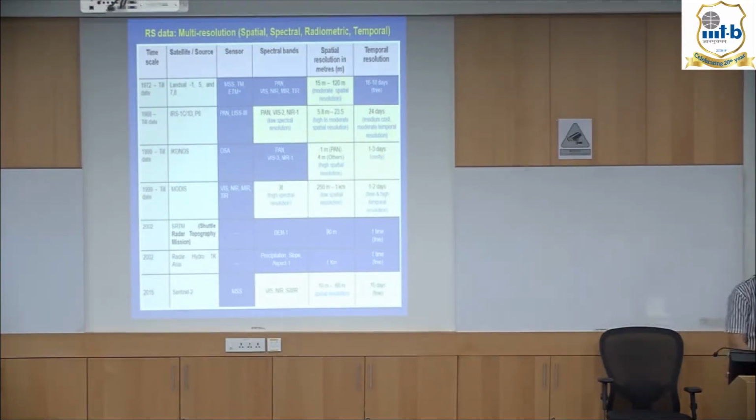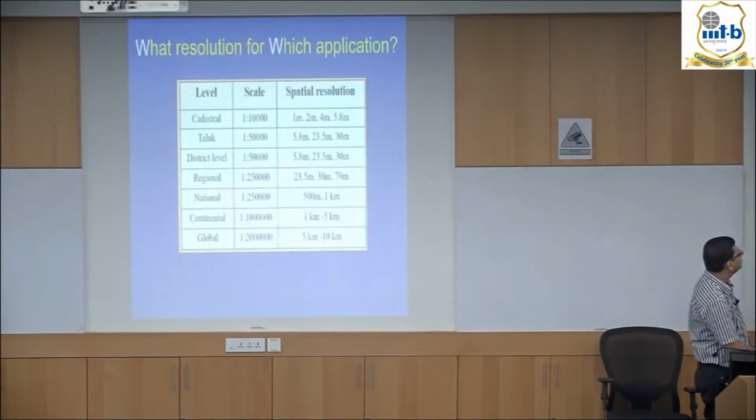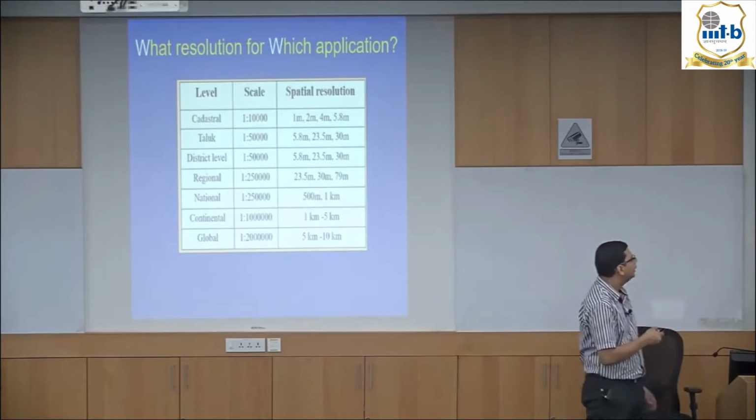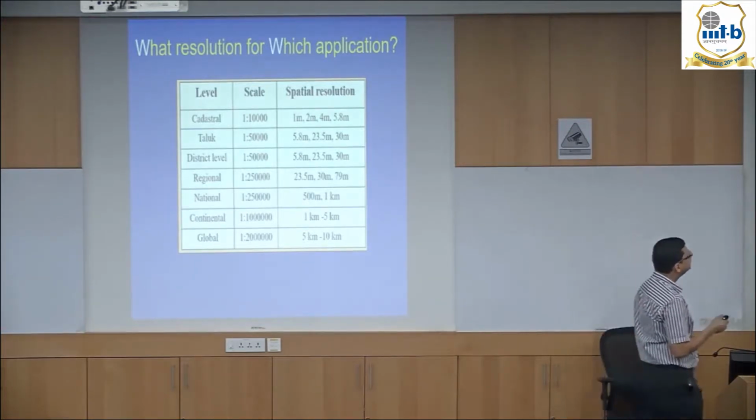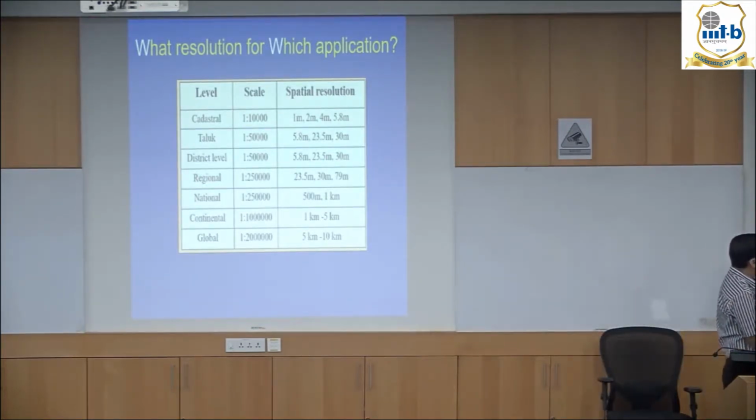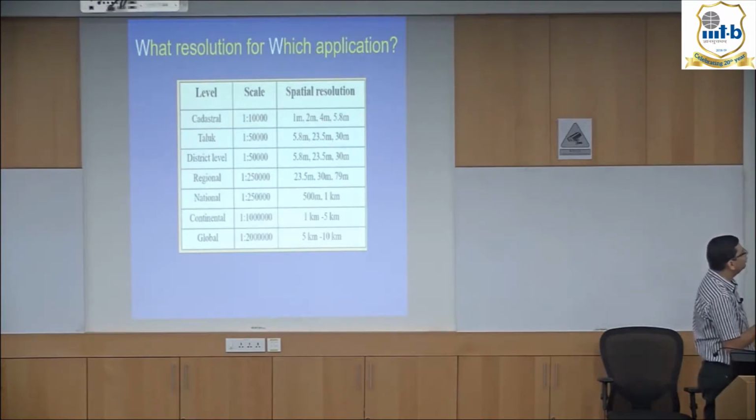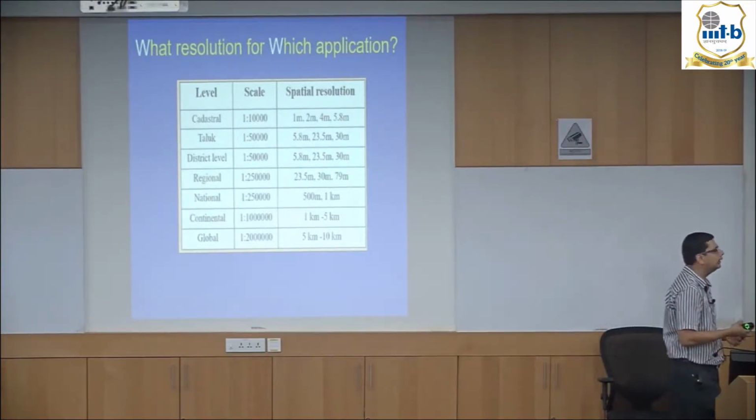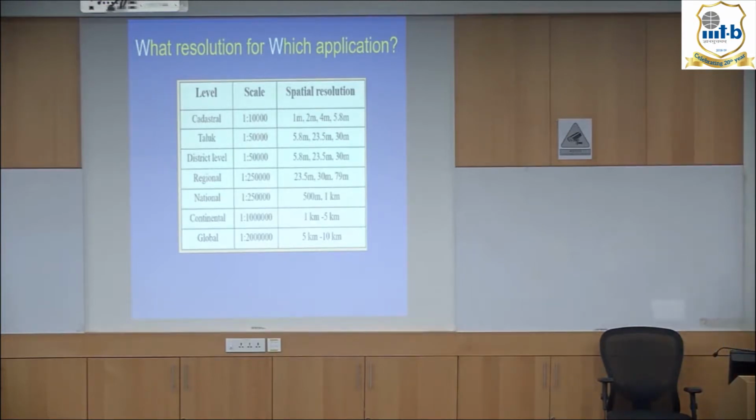Okay. So having given this small background, now what type of resolution can be used for what type of study? The resolution can differ from 1 meter to 5 kilometer to 10 kilometer depending upon what type of study you are doing, whether it's a city-based study or you are trying to do a continental or global study, looking for some changes in vegetation, forest biomass, etc.